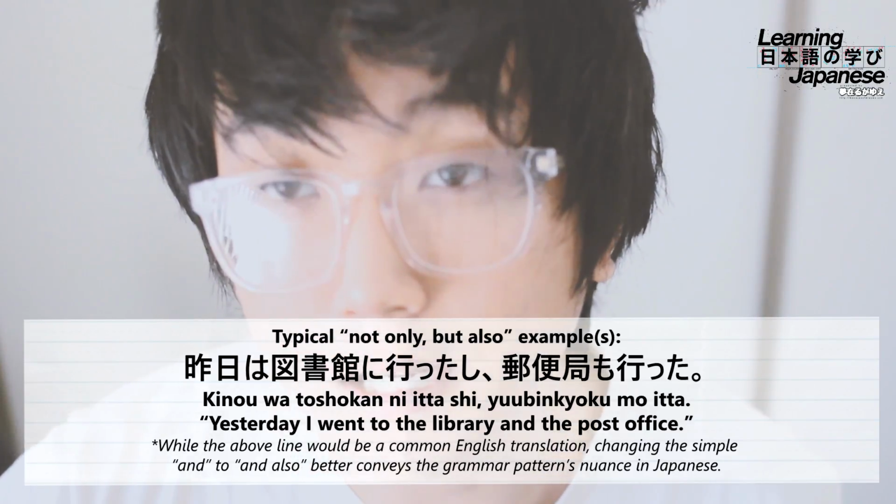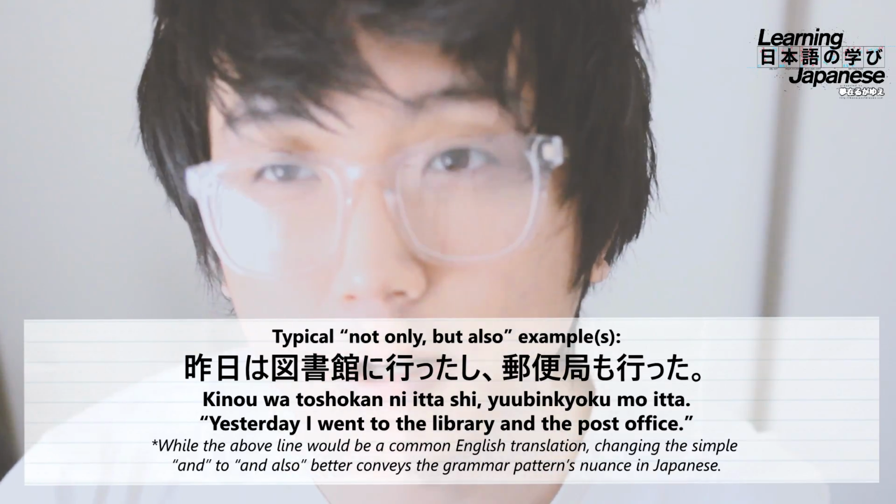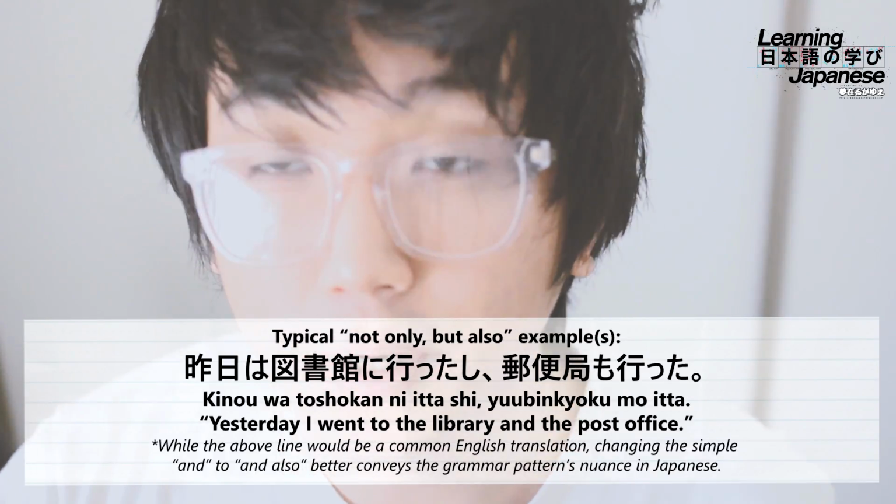So toshokan ni itta is going to be iku in its past plain form, and we can use that with the grammar pattern because it's still a plain form. So we're going to do exactly that, just plug in shi right after itta.